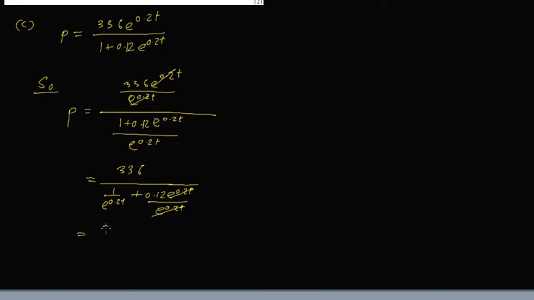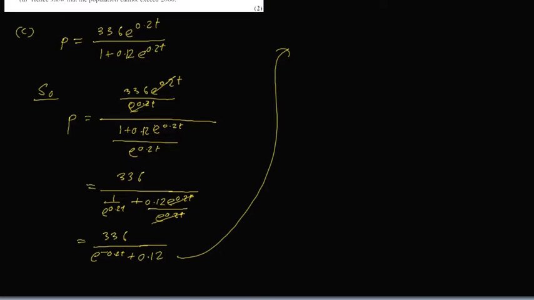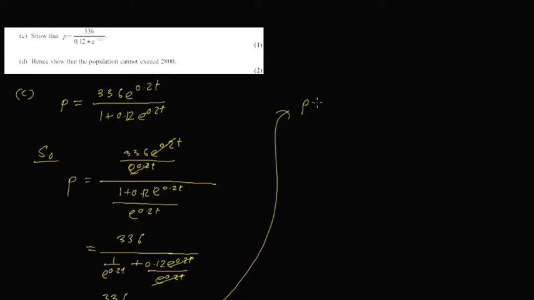This would be 336 and this would be 1 divided by e to the power 0.2t plus 0.12 e to the power 0.2t divided by e to the power 0.2t. So what happens, these cancel off, and we can write 336. If you bring this upstairs, it would be e to the power minus 0.2t and this would be only 0.12. So if we simplify this, we can write P equals 336 divided by 0.12 plus e to the power minus 0.2t.